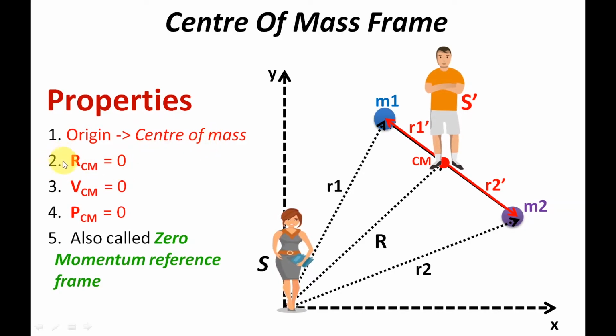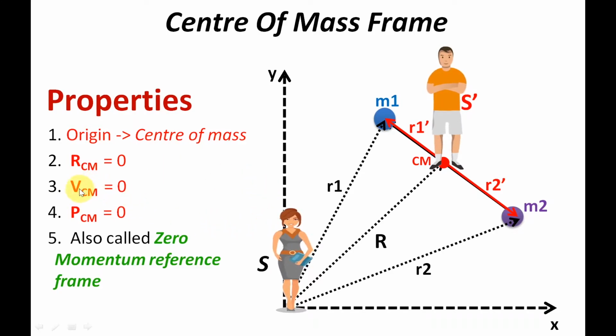Now the position vector of the center of mass should be 0 according to this observer. As he is standing at the center of mass, obviously the position vector of the center of mass is going to be 0, because he is not moving with time. The position vector of mass m1 will be r1 dash, and the position vector of mass m2 will be r2 dash for this particular person. Now, since he is standing at the center of mass, he will observe that the velocity of the center of mass is also 0.